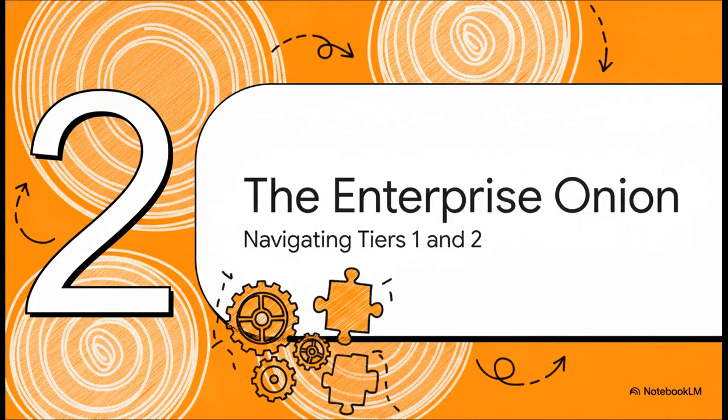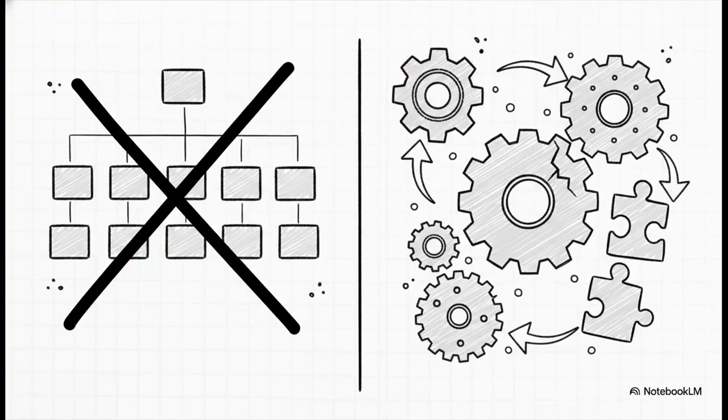Let's move to Section 2, peeling the enterprise onion, navigating EPPI Tiers 1 and 2. Here's the deal. We have to stop seeing the organization simply as this rigid org chart of isolated departments. Instead, we need to view the enterprise as a massive, living, interconnected bundle of processes. This is Tier 1 of our mental model. Everything that happens in a business is a process.